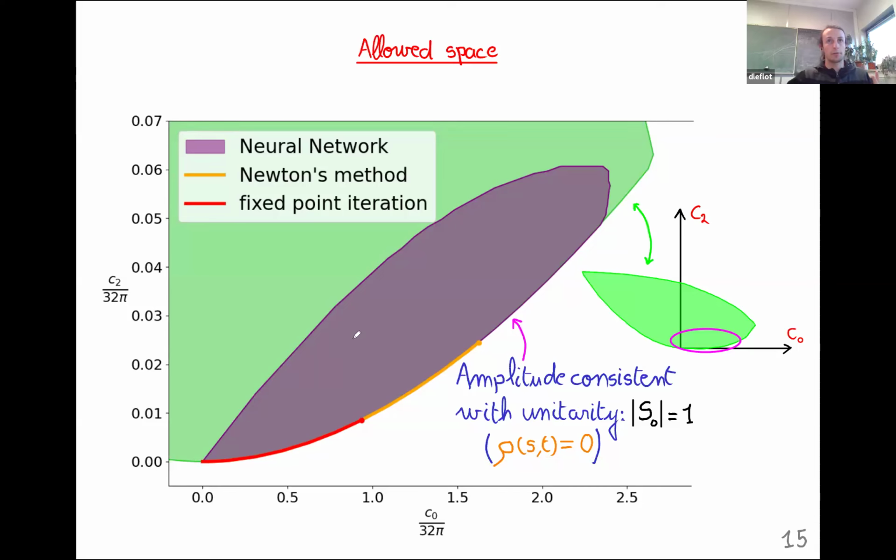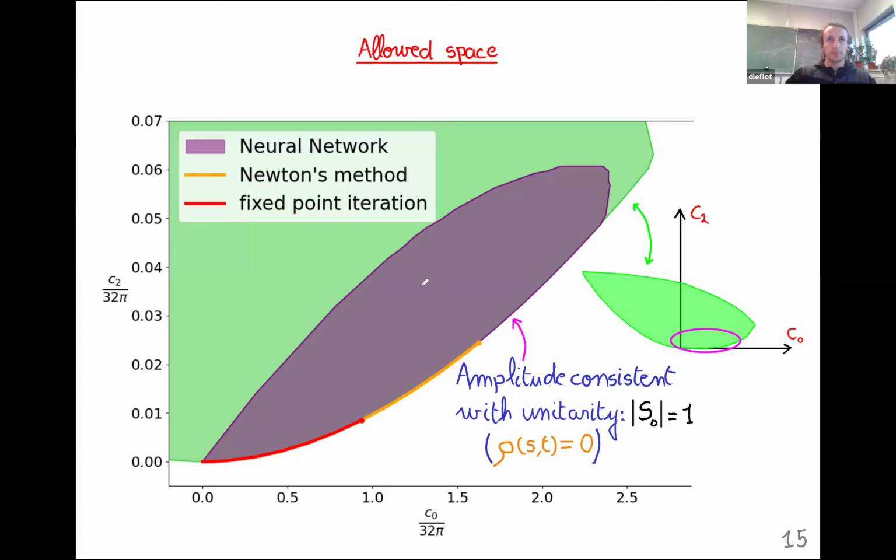Now, there are two important facts. First, in red and in orange, I am showing the area where the fixed point iteration method and the Newton method converge. So one important conclusion is that we are able to solve unitarity in a much bigger region than what was possible before using these two methods.